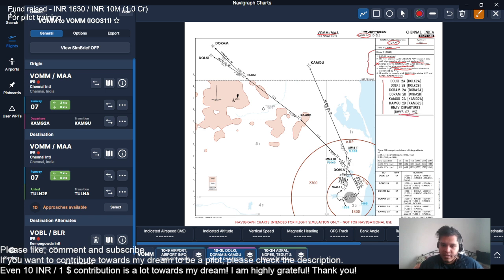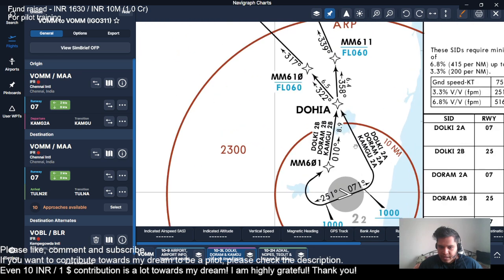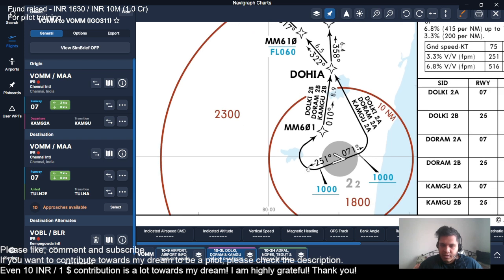So why so many SIDs in this chart? Because the waypoints are pretty much nearby, and Dolki 2 Alpha and Dolki 2 Bravo almost follow the same waypoints after one point. Let me zoom in a little bit. Yeah, you can see if you are departing from runway 25, you will be following Dolki 2 Bravo.